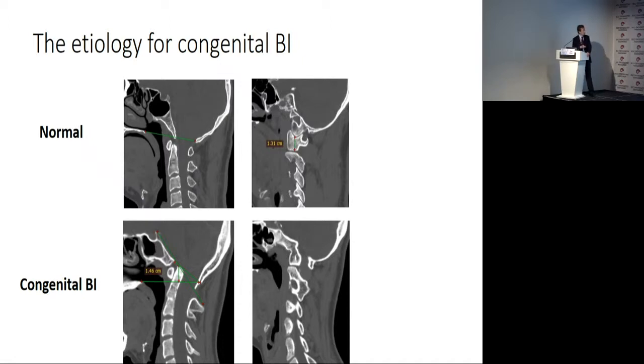This is a normal person. He does not suffer basilar invagination because the occiput, C1 and C2 are normal. But in congenital basilar invagination, we can see most of these cases suffered occipitalization of C1. C1 disappeared, vanished, so the height of C1 disappeared. C2 moved upward into the cranial cavity. This is the reason for congenital basilar invagination.